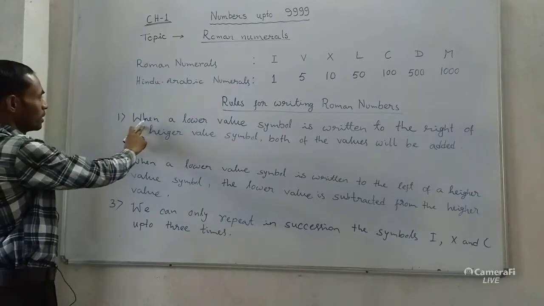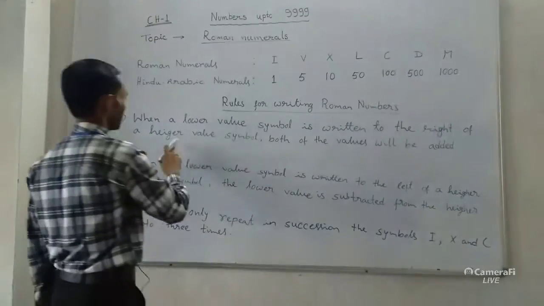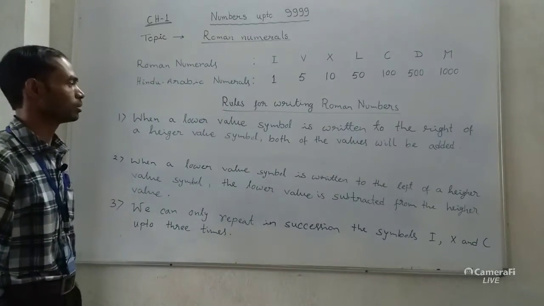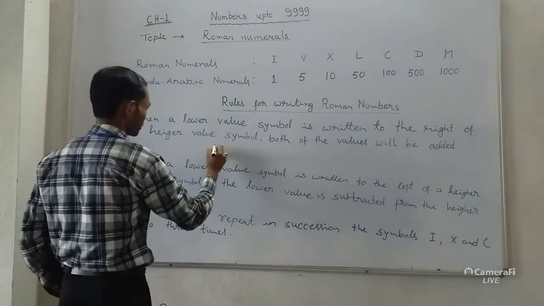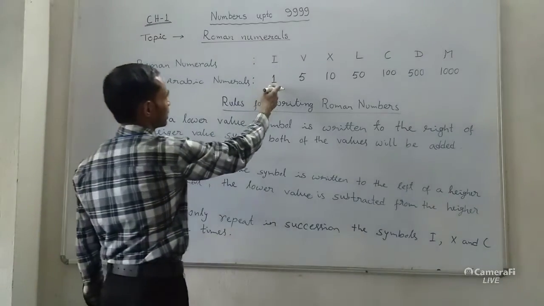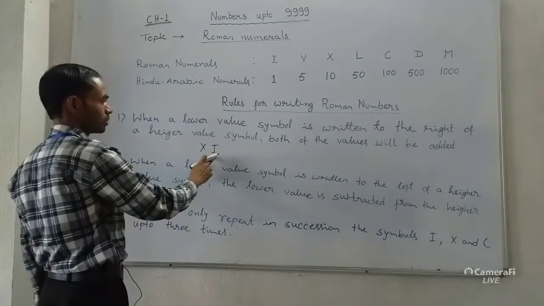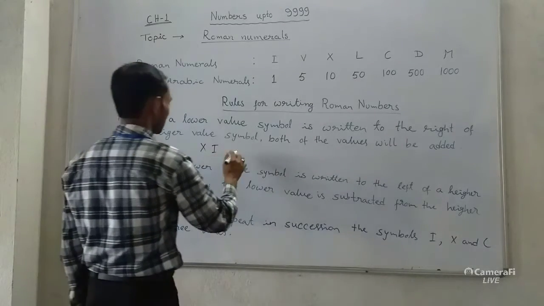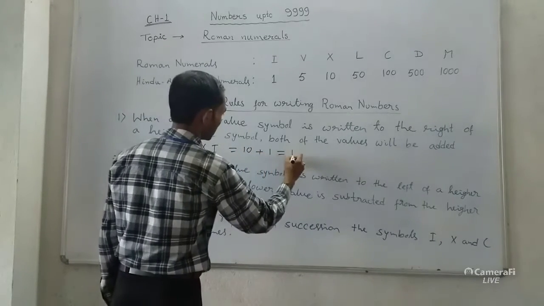Rule number 1: when a lower value symbol is written to the right of a higher value symbol, both of the values will be added. What is the meaning of the rule? Suppose the lower value symbol is I, and take a higher value symbol whose value is greater than 1, suppose 10, X, and we write the lower value symbol to the right of the higher value symbol. So XI means the value of X, 10, and the value of I, 1, will be added and we get 11.